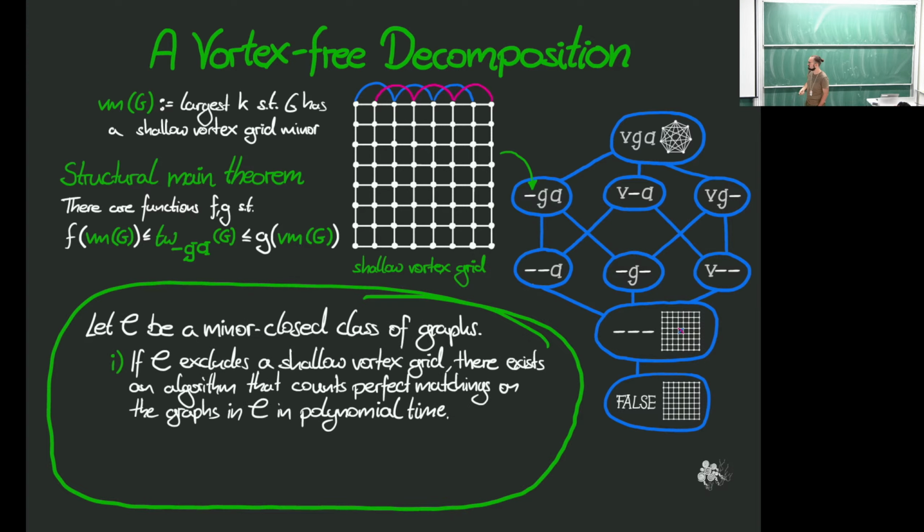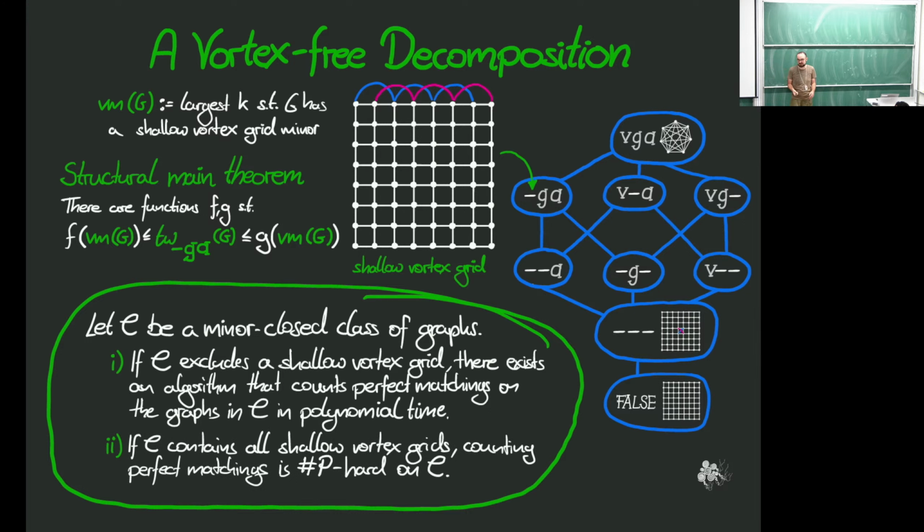And then we of course apply this structural theorem to prove two things. The first one being, if I have a minor closed class C that excludes some shallow vortex grid, then for this class there exists a polynomial time algorithm that computes the number of perfect matchings. So whenever I exclude such a guy, I get a class where I can count matchings.